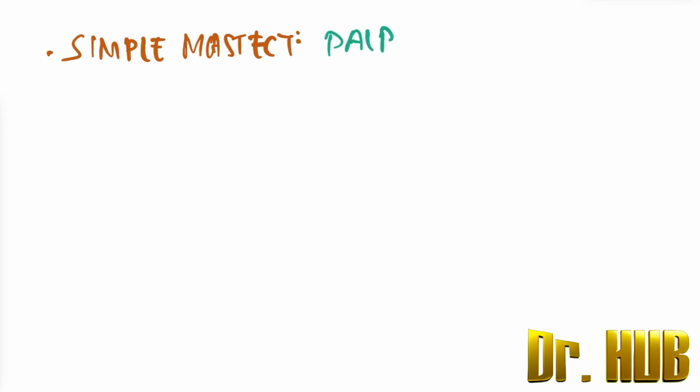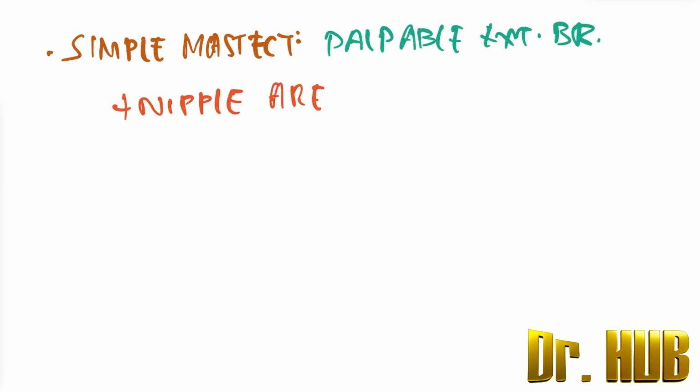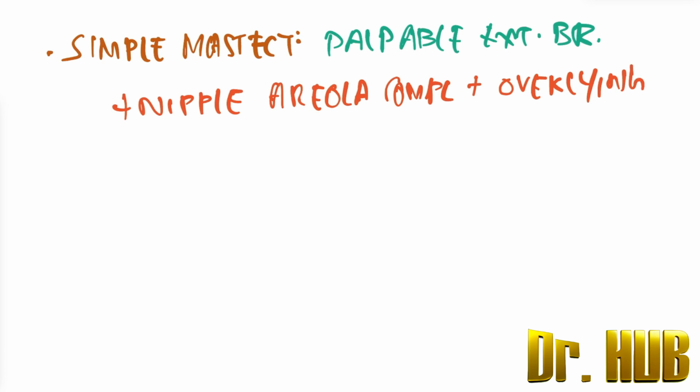Now let's look at the other terms. Now when you look at the simple mastectomy, it involves the palpable extent of the breast as well as the nipple areola complex, and it also includes the overlying skin.